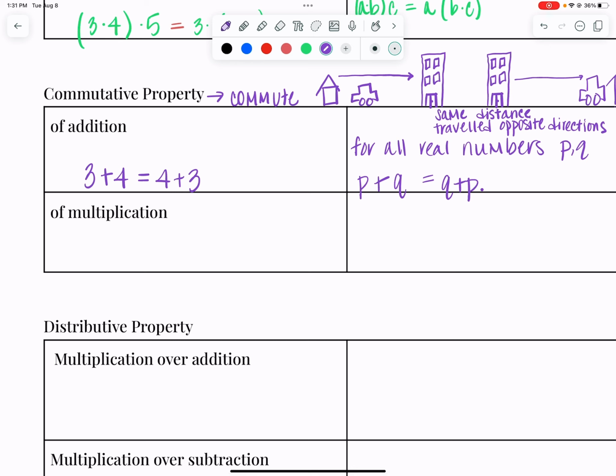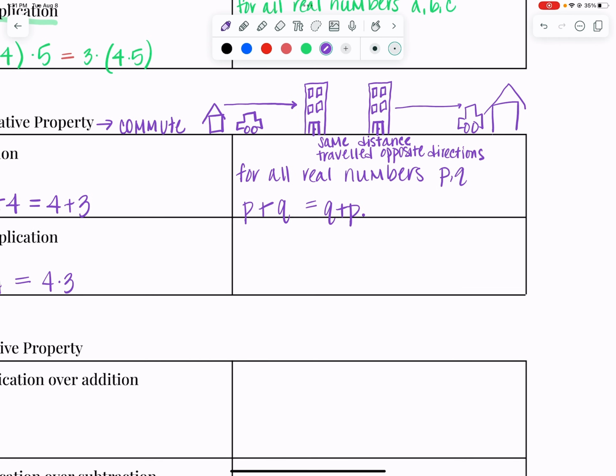The multiplication one is very, very similar, just like with the associative property. We could multiply 3 times 4, and that would be equal to 4 times 3. We can reverse the order, but get the same product. So, for all real numbers P and Q, P times Q is the same as if we reverse the order.